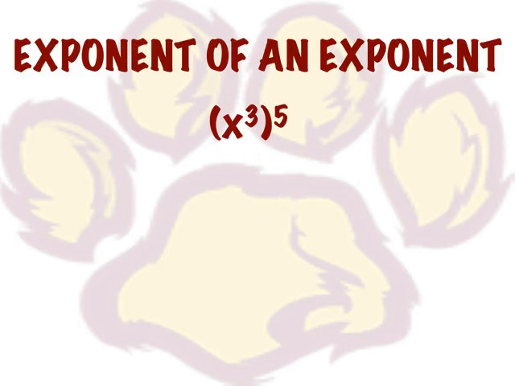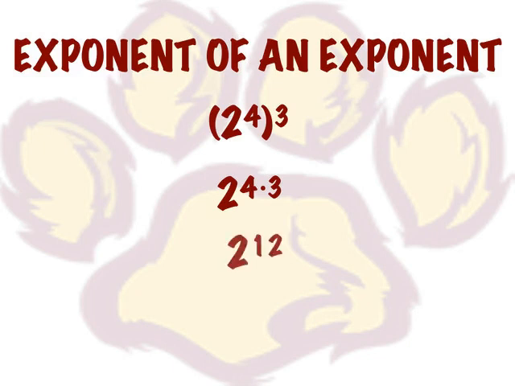When taking the exponent of an exponent, as shown in this problem where we have x cubed to the 5th power, you need to multiply your exponents. So our problem becomes x to the 3 times 5 power, or x to the 15th. Again, for the numeric problems, the base of 2 in this case stays the same while just multiplying the exponents. So 2 to the 4th cubed becomes 2 to the 4 times 3 power, or 2 to the 12th.